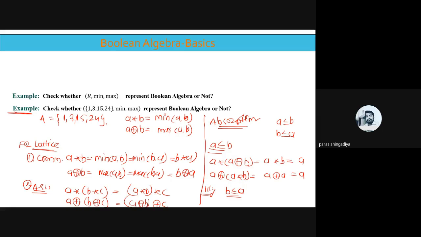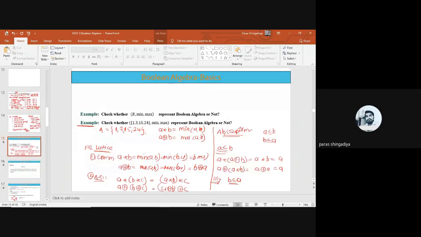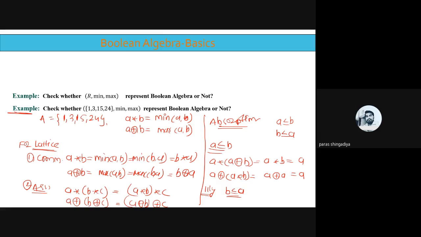But the second part is to check whether it is a complemented lattice or not. Here the data is given. We'll consider the zero element, the minimum value, which is 1 in the set, and the I element, the maximum value, which is equal to 24.